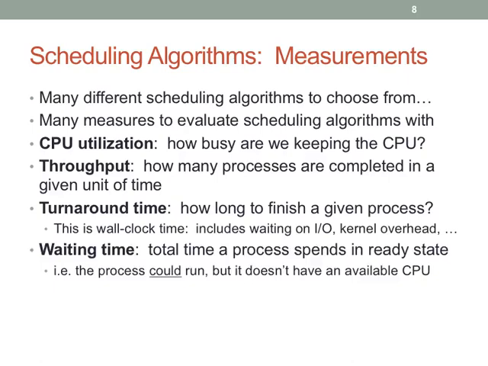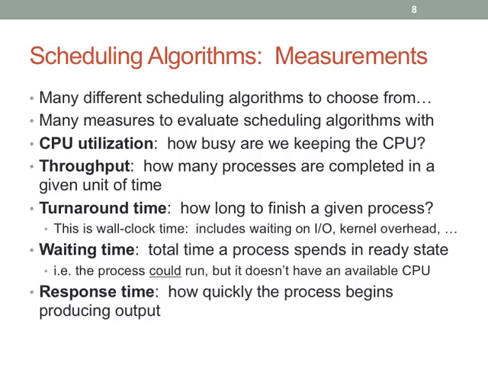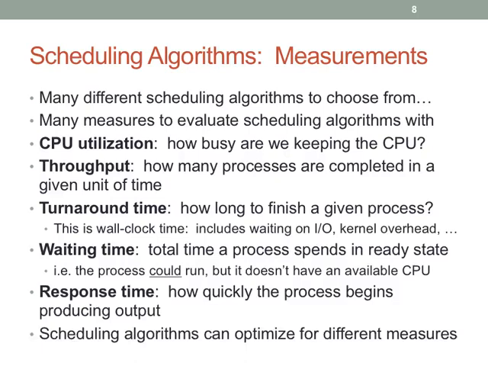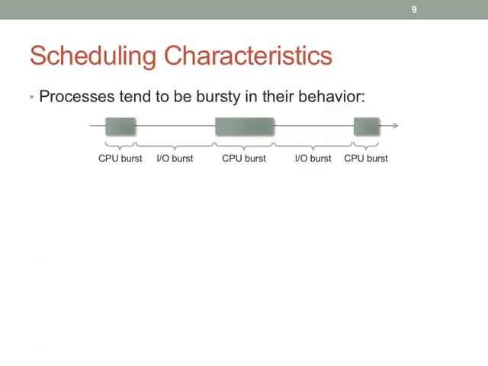Waiting time: total time a process spends in the ready state. So the process could run, but it's waiting for a CPU. Maybe we want to try to minimize the waiting time the process has spent. Okay? And then response time. This would be like your user interface type systems where you want the process to respond quickly to input and produce its output. Okay? Or you could even do that in a command terminal kind of context. So you can see there's a lot of different ways we could measure one algorithm over another. Okay, it really depends on what you're trying to accomplish with the system.